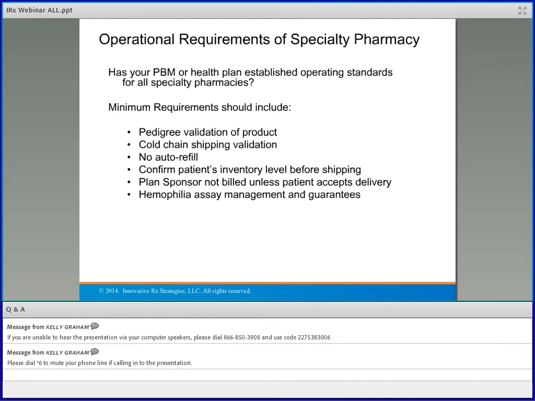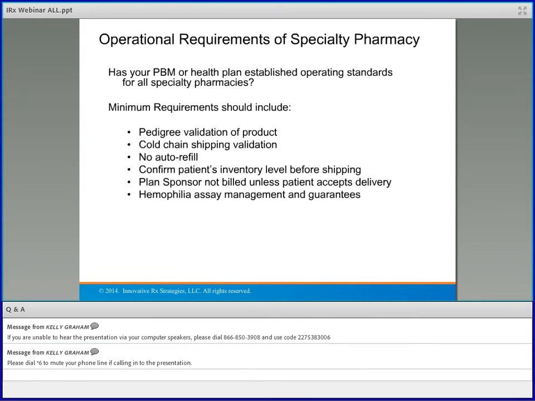So when you think about pedigree validation of the product, what does that mean? Well, it means where are they buying it from? You want your specialty pharmacy to only buy those drugs directly from the manufacturer or through one of the top wholesalers, McKesson, AmerisourceBergen, Cardinal, for example, right? So that you can track where that was shipped from, where it was manufactured, where it got shipped to, and where it got to the pharmacy. So you can track that whole thing, so you understand that the pharmacy's not buying it from Mexico and dispensing it to your members, right? You want to have that real pedigree validation of the product.